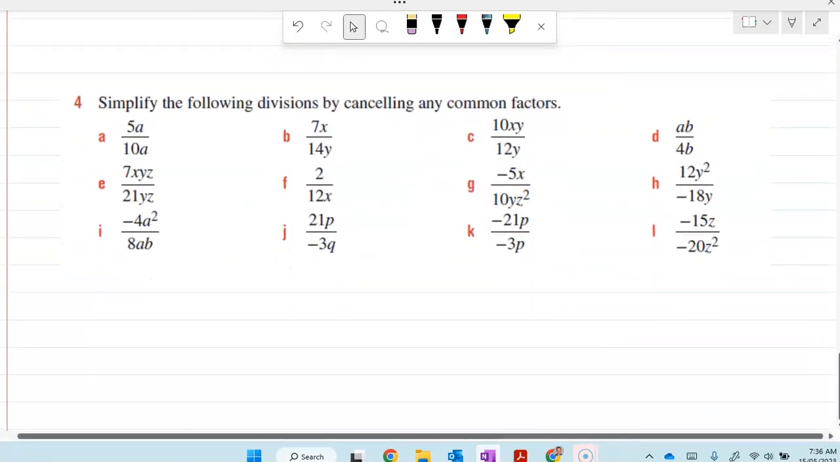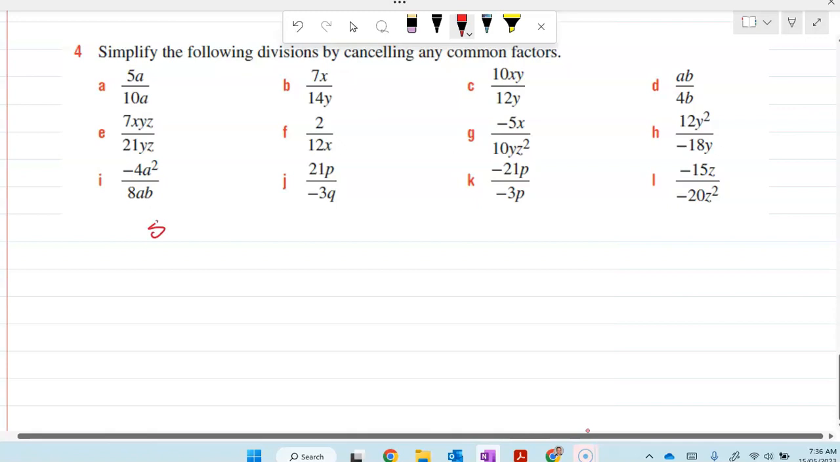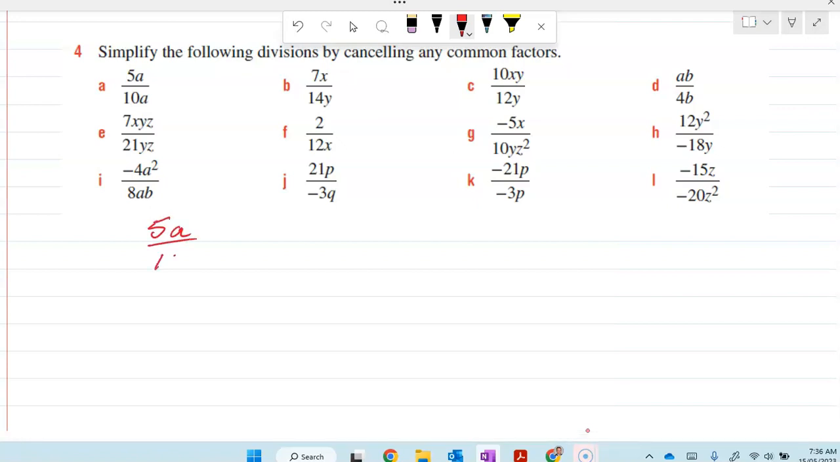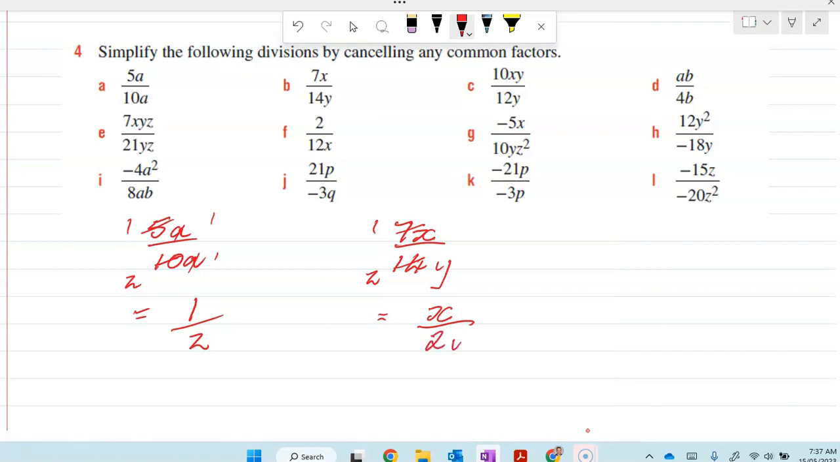Okay, let's have a look at question 4. And there would be 5a over 10a. Of course, a goes into itself, and then 5 goes into itself once, and into this twice. So therefore, we have 1 over 2. Then 7x over 14y. x and y, of course, don't cancel out, but 7 goes into itself once, and into this twice. So therefore, we have x. We don't write 1x, we just write x over 2y. Sorry, can't even understand my own writing.